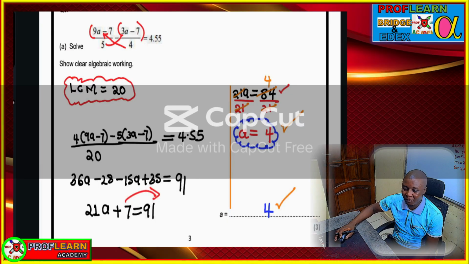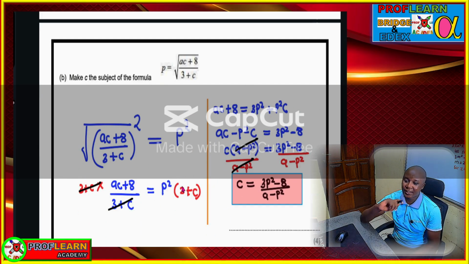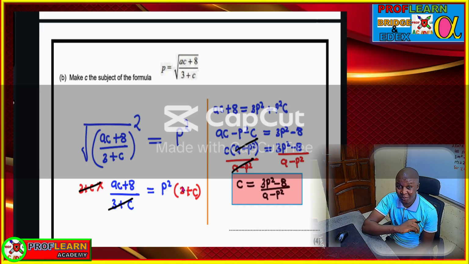So apart from solving equations, another area that I want you to prepare for that exam is questions to do with making the subject of the formula.